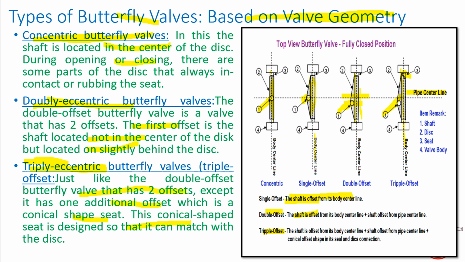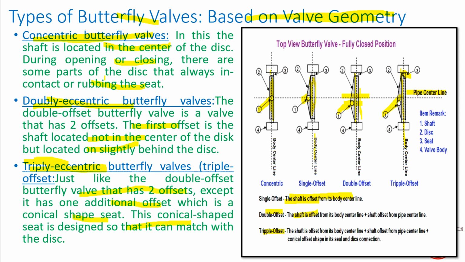During opening or closing, there are some parts of the disc that are always in contact, rubbing the seat. So basically, in case of your critical gas lines, in case of your poisonous gas lines, where some leakage may hamper our process, we go for double eccentric and triple eccentric valves. If we place them in order of leakage, the valve which will not allow leakage is triple eccentric, after that double eccentric, and last comes your concentric butterfly valves. So in water lines, we go for either concentric butterfly valves or double eccentric valves. I hope you have learned about this basic difference, how we categorize the eccentricity of the valve.